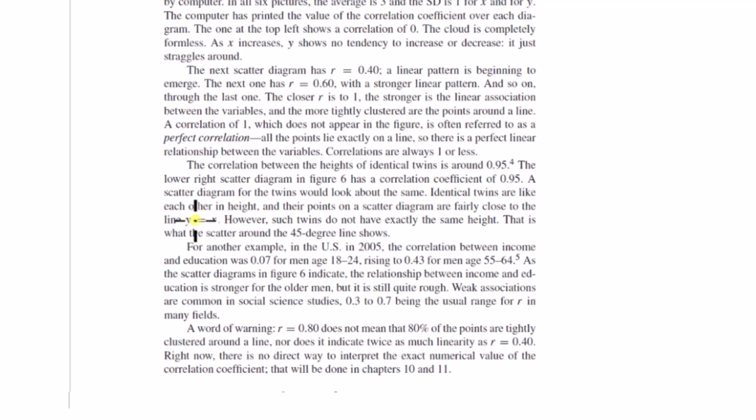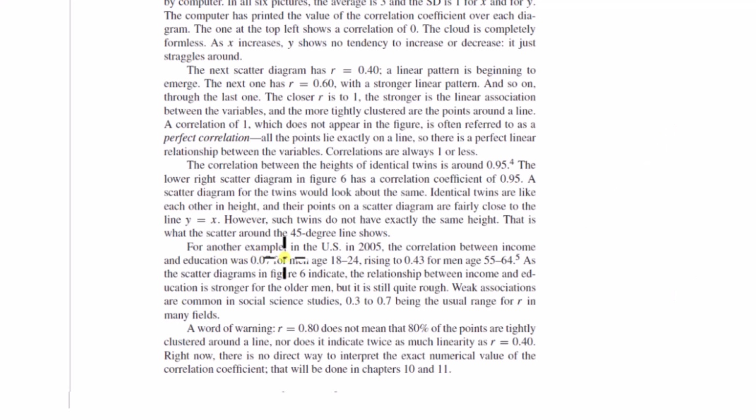Identical twins are like each other in height, and their points in a scatter diagram are fairly close to the line y equals x. However, such twins do not have exactly the same height. That is what the scatter around the 45-degree line shows. Do they have a graph they gave us here? I guess not, but we can imagine what this would be: something like around the line y equals x, really hugging it. 0.95 would look like that.